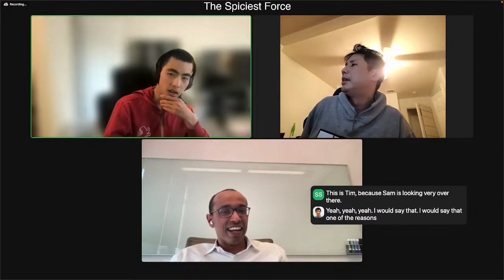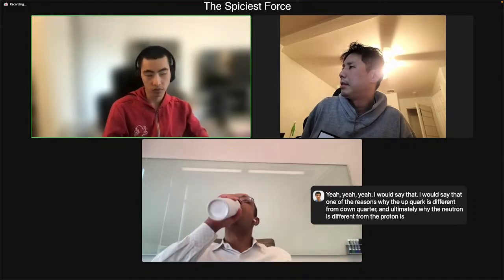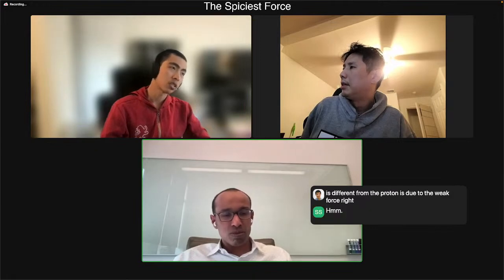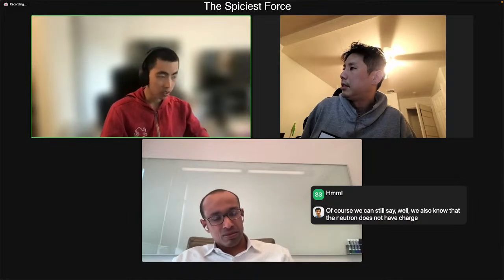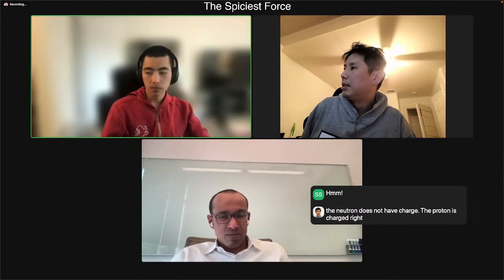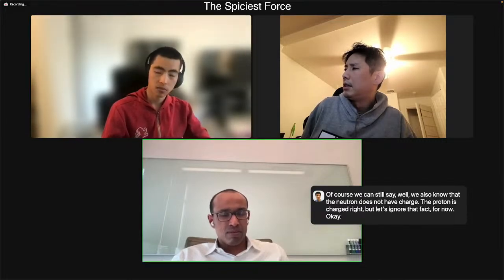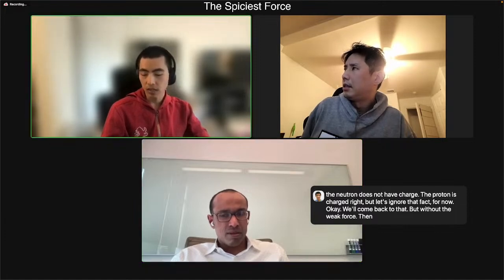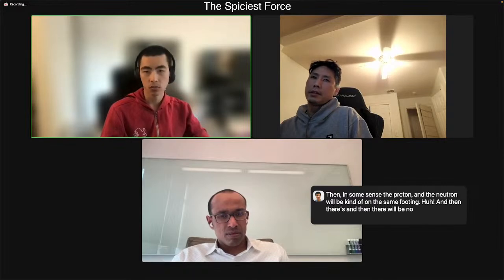One of the reasons why the up quark is different from the down quark, and ultimately why the neutron is different from the proton, is due to the weak force, right? I mean, of course, we can still say, well, we also know that the neutron does not have charge, the proton has charge, right? But let's ignore that fact for now, okay? We'll come back to that. But without the weak force, in some sense the proton and the neutron will be kind of on the same footing, and then there will be no way for them to convert to one another, basically, right?